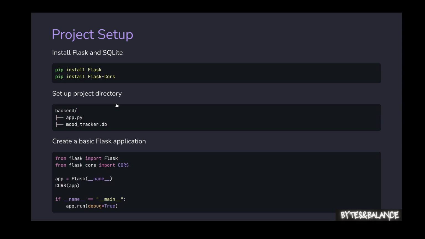Now let's create a basic Flask application. This code sets up a simple server: import Flask and Flask-CORS, initialize the app, and run it in debug mode. And that's it. You've set up your first Flask server.